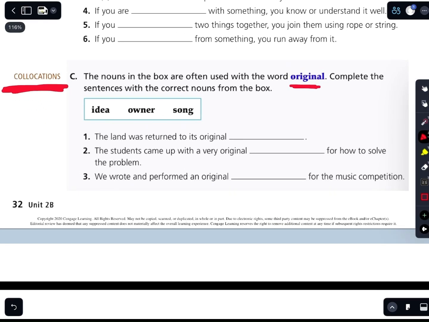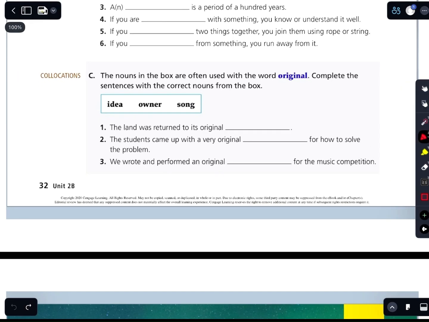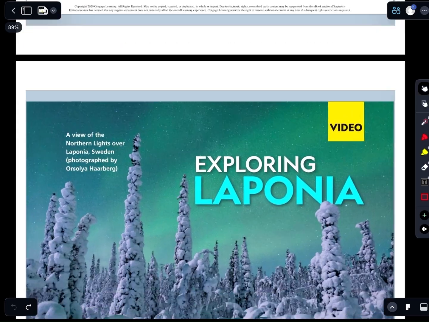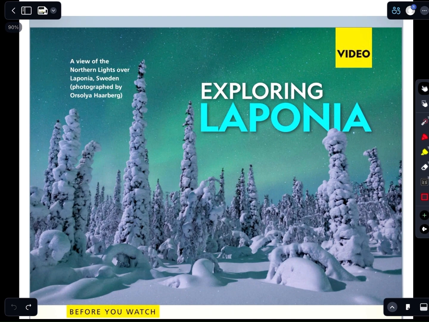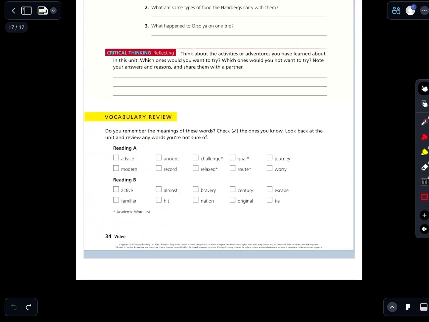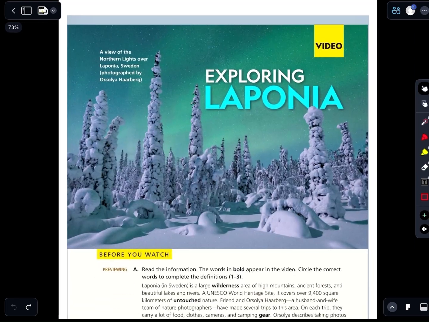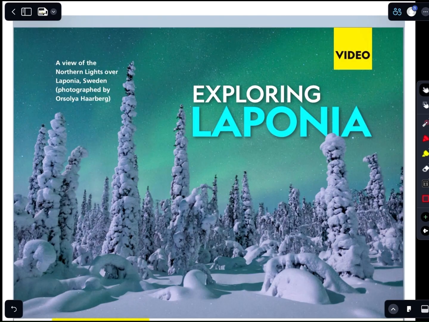The land was returned to its original what? The students came up with a very original what for how to solve the problem, and we wrote and performed an original what for the music competition. All right, it is now time to start the video. I'm going to play the video, we'll watch the video together, and then there are some questions to answer, and then you are done the unit. Good job. Here we go.